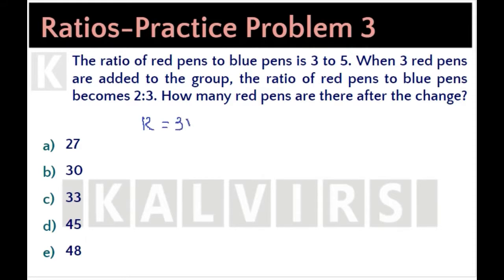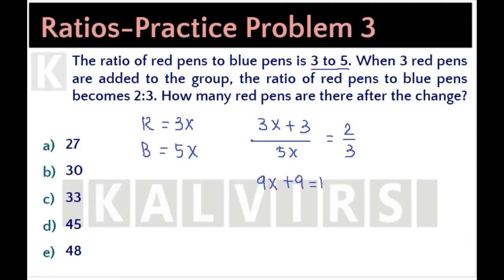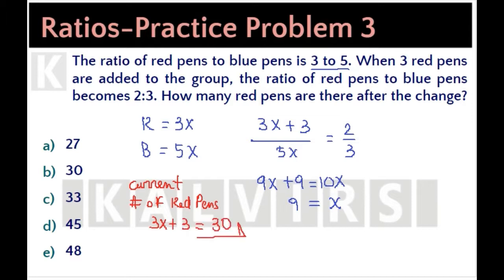Let the number of red pens be 3 times x. The number of blue pens becomes 5 times x, since the ratio is 3 to 5. Since 3 red pens are added to the group, the new total number of red pens is 3 times x plus 3. After this change, the new ratio of red pens to blue pens becomes 2/3. Finally, solve for x in order to find the current number of red pens. Choice B is correct.